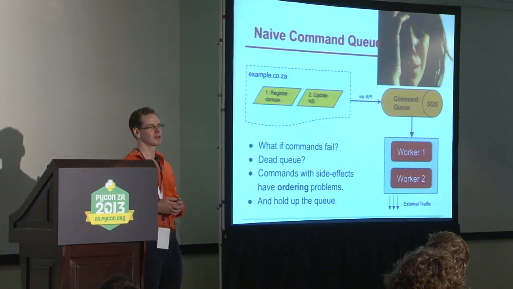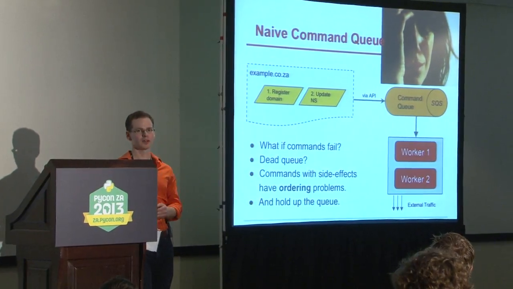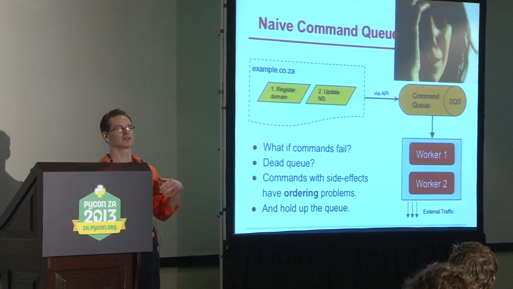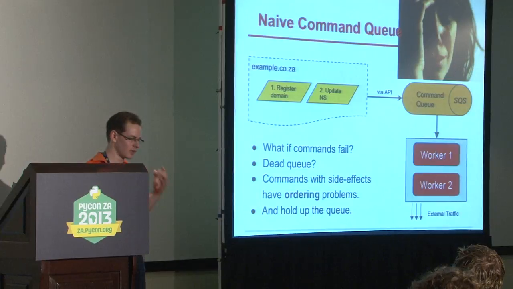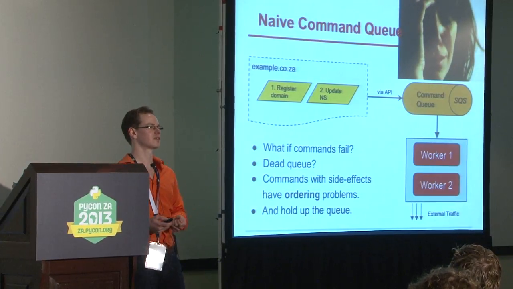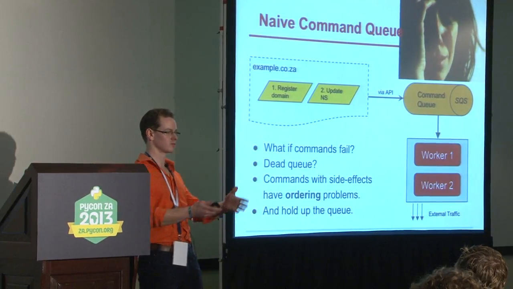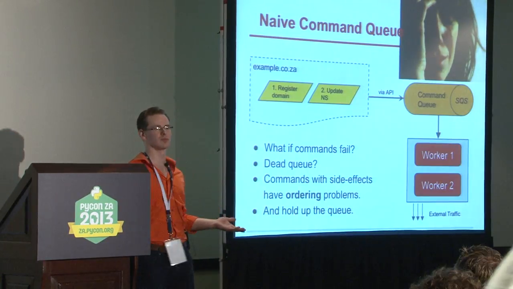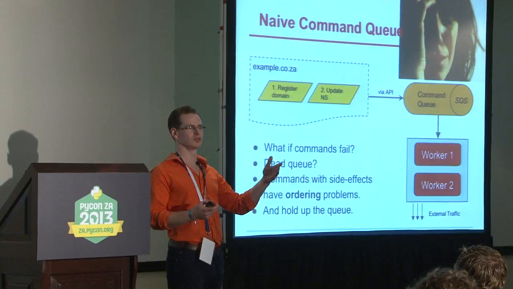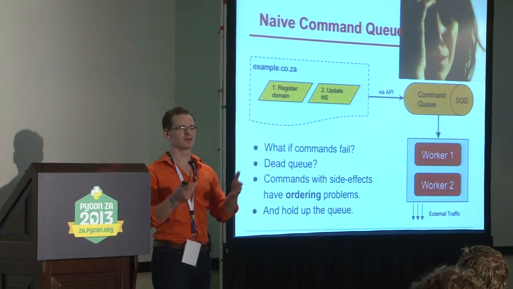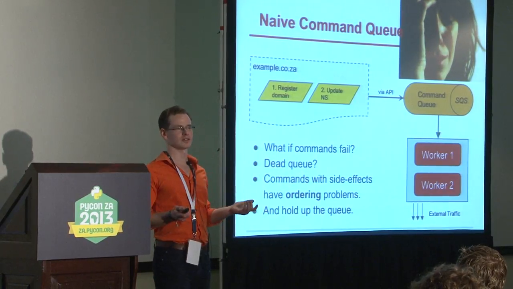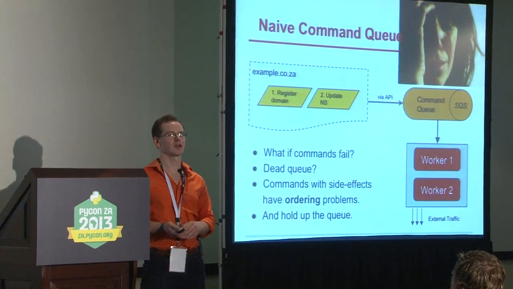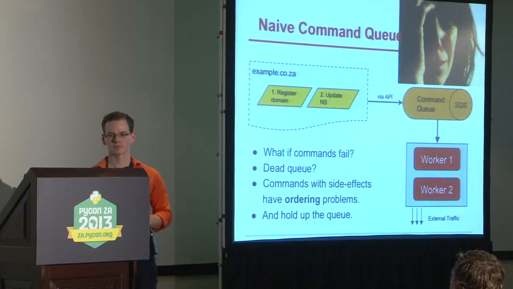pick those commands up. And that worked fine for a while, but pretty soon we had ordering problems when we tried to bring stuff down and back up again, because these commands had side effects. If you say my phone number is 123 and now you say it's 456, if any of those commands fail, what do you do with the command? Do you put it at the back of the queue? Do you hold up the queue? The ordering is no longer consistent, and you don't know what the true value of your resource should be. In our case, mostly contacts and domains.